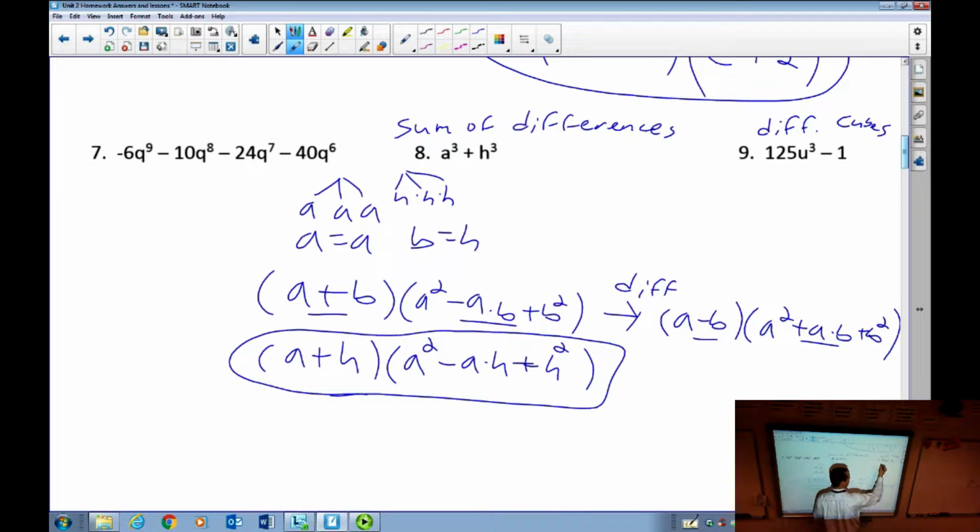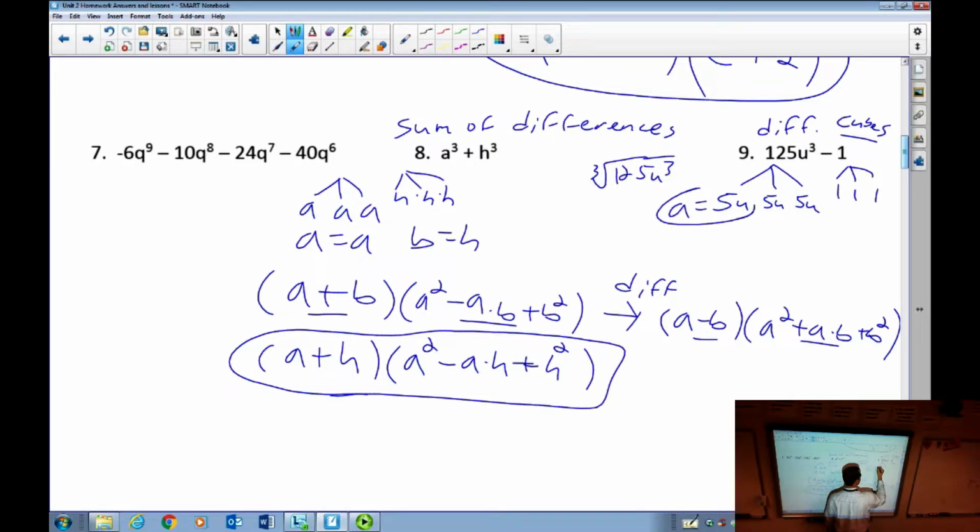So our A we've got to get from here. What does 125 factor into? It's got to be in triplets because it's cubes. You could do the cube root of 125 in your calculator, and you cube to get your answer. So you'll end up with 5u times 5u times 5u. And then the 1 just breaks down into 1 times 1 times 1. So our A is 5u, and our B is just 1. So plugging into our formula, we get 5u minus 1, because A becomes 5u and B becomes 1, and our formula uses the negative there.